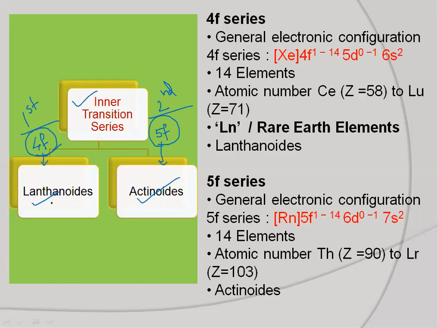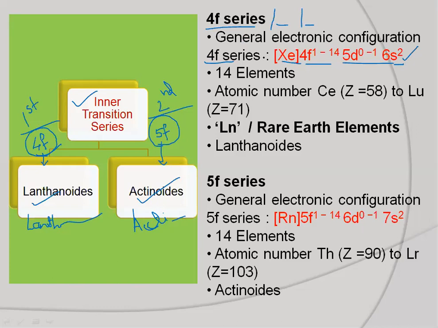Lanthanoids कभी कभी इन्हें लैंथेनाइड सीरीज भी बोला जाता है. Okay, they are also known as lanthanide series, and actinoids are also known as actinide series. Why? Because they follow the lanthanum and actinium respectively. So let's talk about 4F series, which is your first inner transition series, or also known as lanthanide series. The general electronic configuration is xenon 4F1 to 14 5D0 or 1 6S2. This you have to remember.